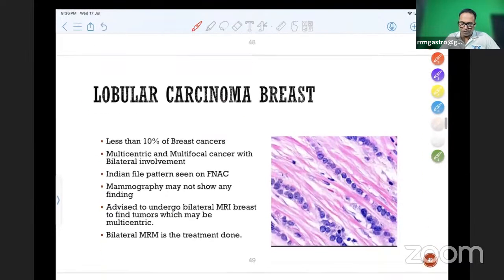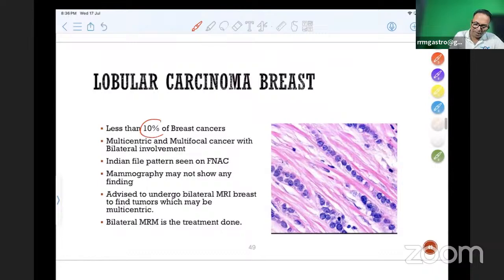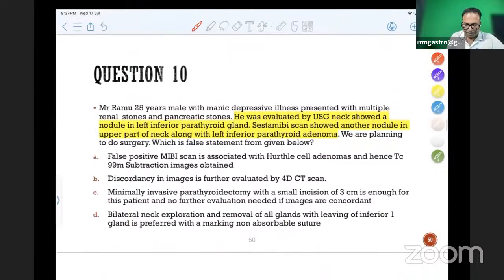Don't forget. So, this is a lobular cancer, very less common, less than 10%, multicentric, multifocal. And you can see the arrangement of cells in an Indian file pattern. You should do bilateral MRM.